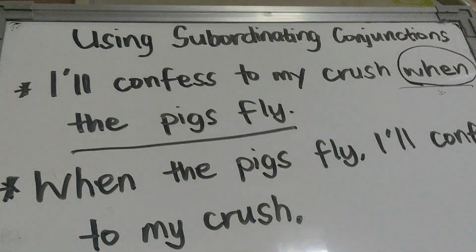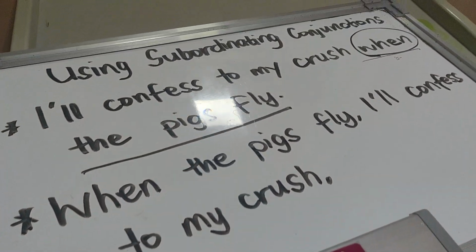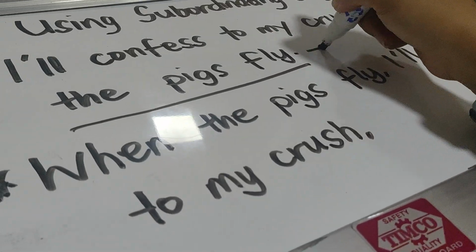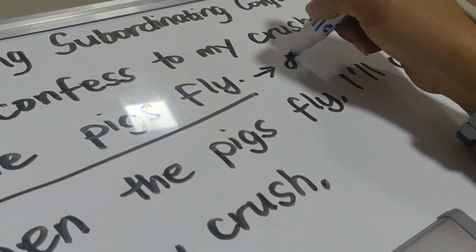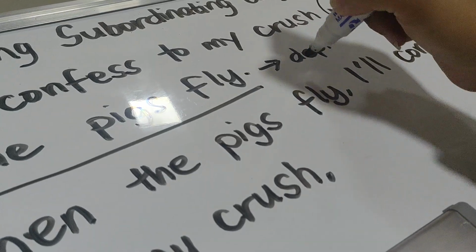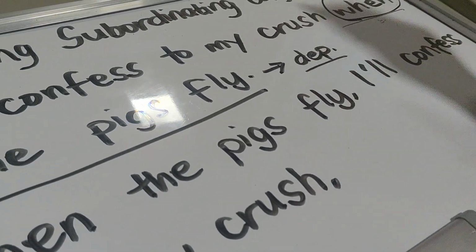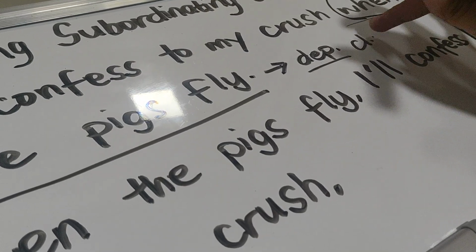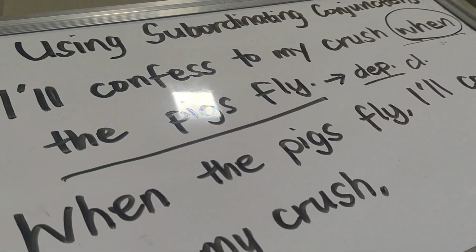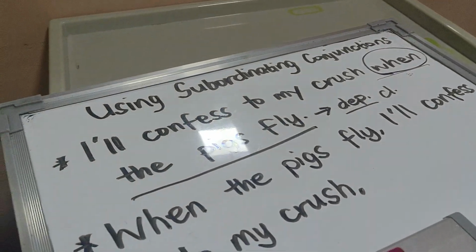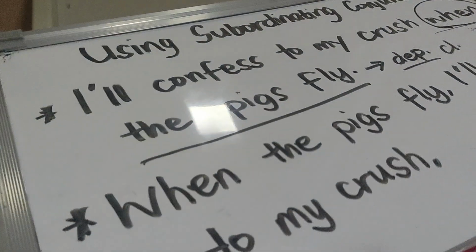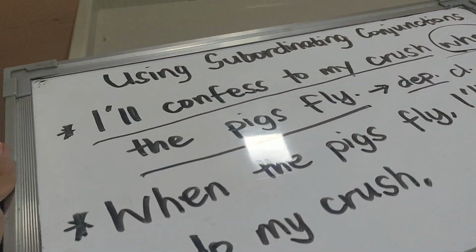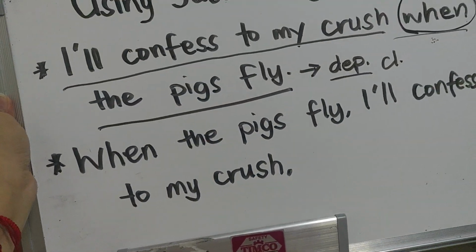Okay, so that's our subordinating clause. Let me label that as DEP, that means dependent, I'm just shortening it, and CL for clause. That should be understood. And then my independent clause will be "I'll confess to my crush." So, makes sense, right?